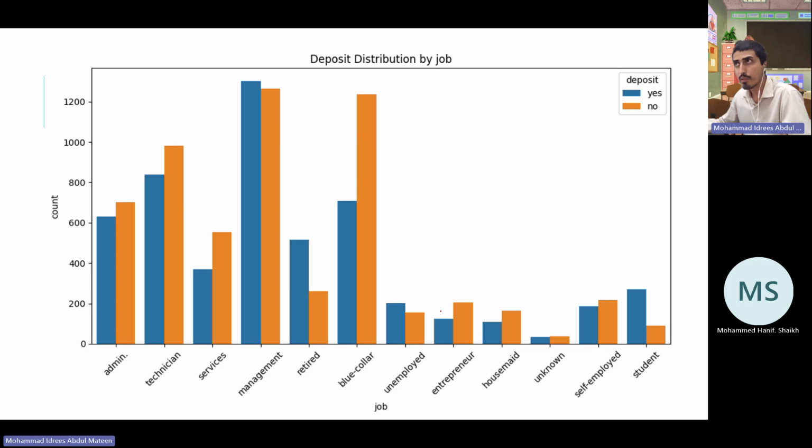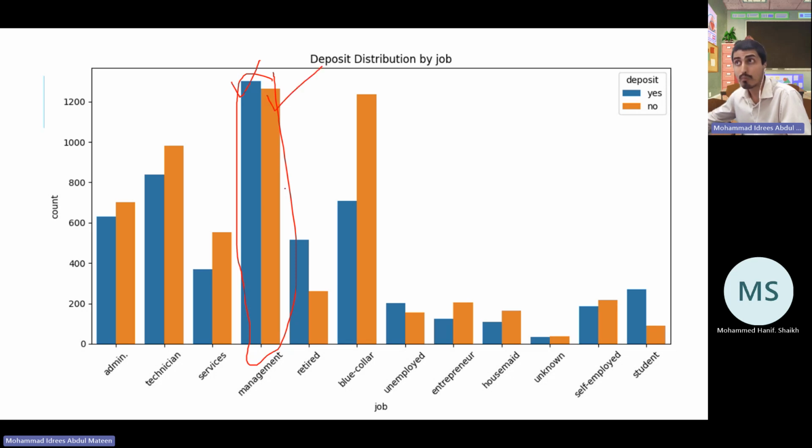This is the deposit distribution by job, showing who is depositing and what is the meaning of managerial level. We have who is managerial. This is the one who is already a customer, and these are the people who are not customers.